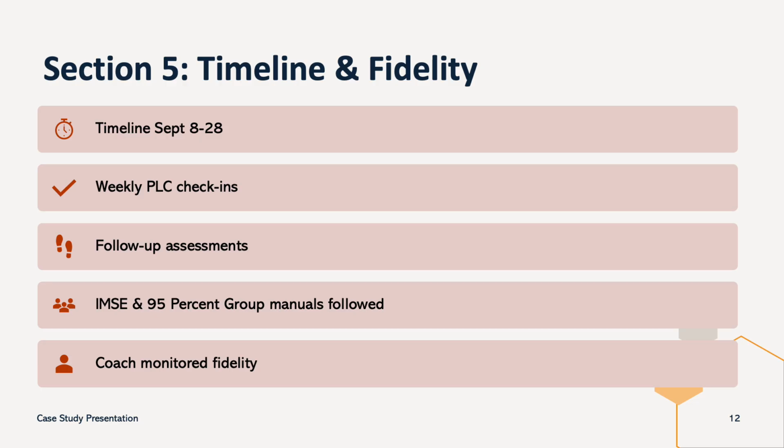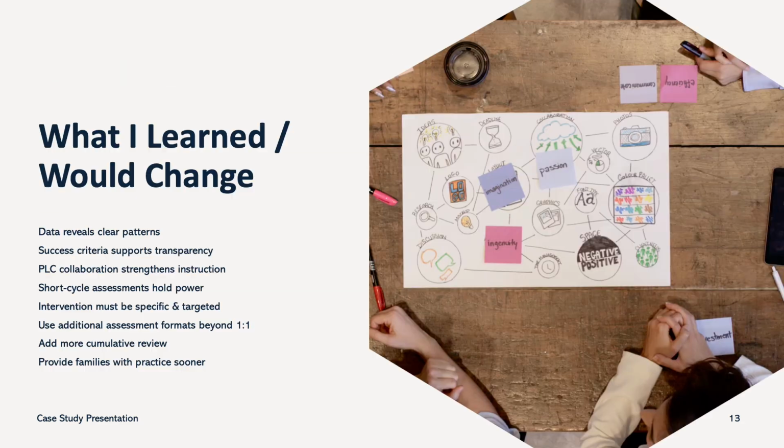At the end of the cycle, we administered a post-assessment that mirrored the original CFAs. This allowed us to compare the pre- and post data to determine which students showed growth, which interventions were most effective, and which students still needed additional support. The timeline and fidelity checks ensured that our approach was organized, systematic, and grounded in best practice.